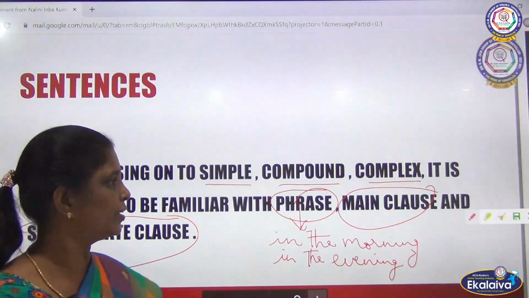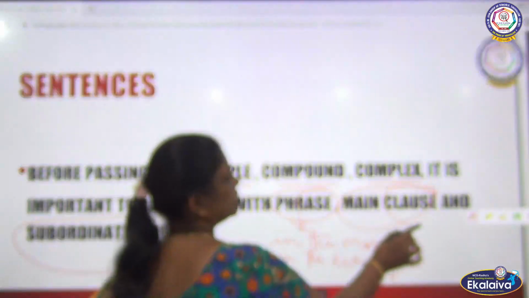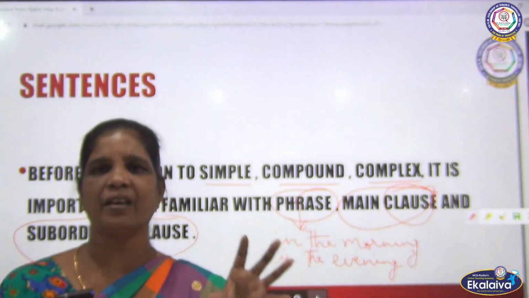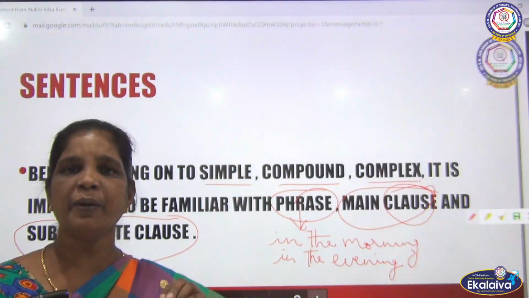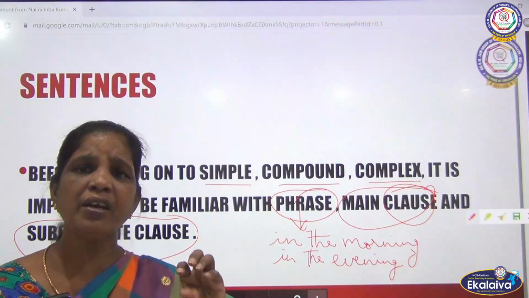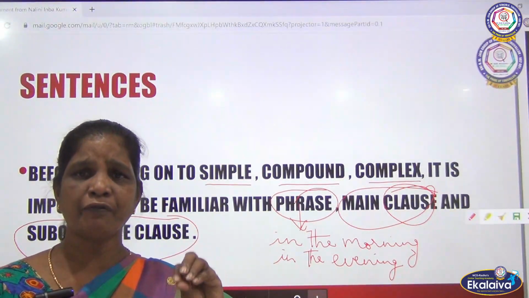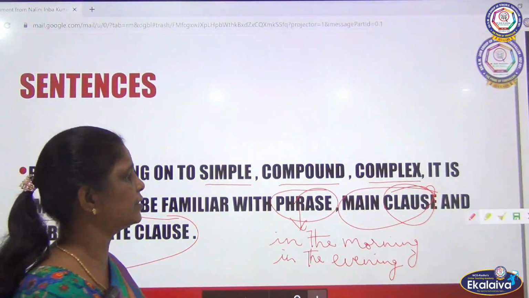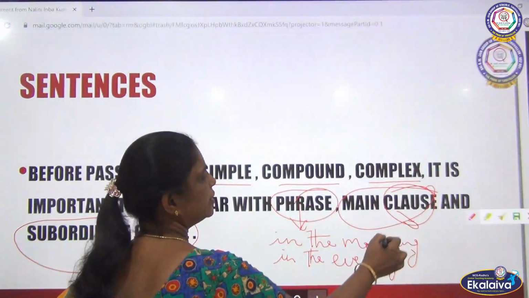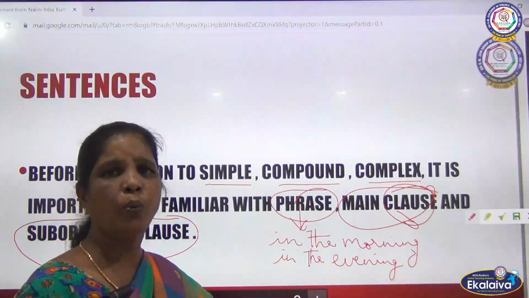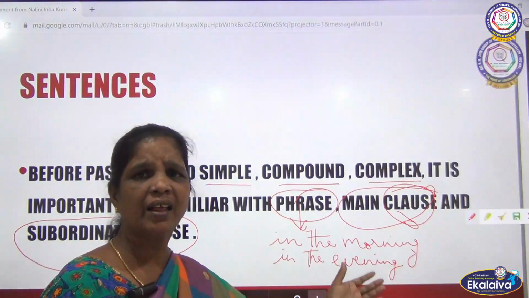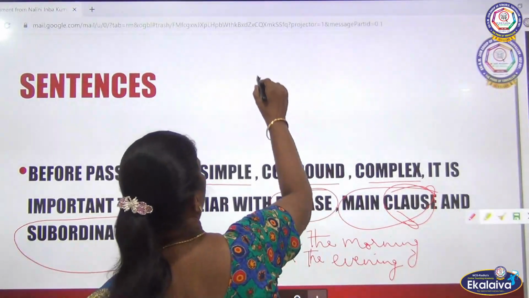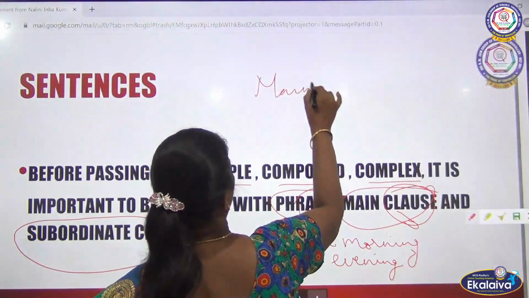What is a clause? A clause is a group of words which gives meaning, and it will have a finite verb. It will have a finite verb and it may be incomplete in sense. Then it is called a clause. And this clause has two types. One is main clause, the other one is subordinate clause. What is a main clause?